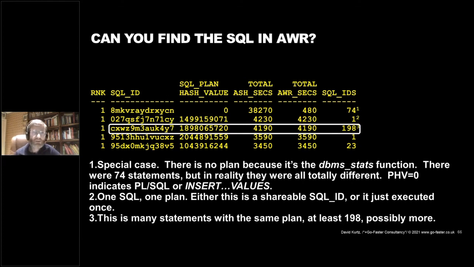Here, I've got 198 different SQL IDs that all exhibited this plan hash value, and this SQL ID is the one that burnt the most time. Rather unusually, they were all captured by AWR. That doesn't always happen. Sometimes none of them are captured, and it's really hard work. So I can look at one of these SQL statements and try and work on it. And it just leads me to the thing that I should be focusing on.